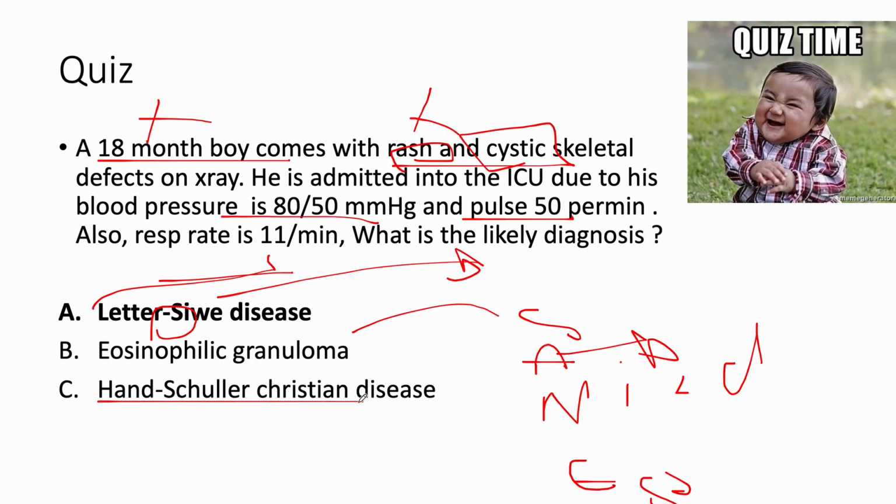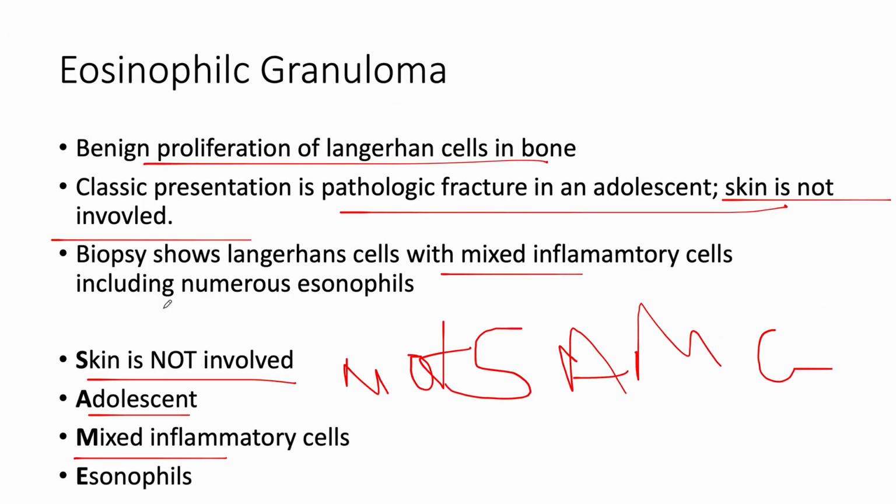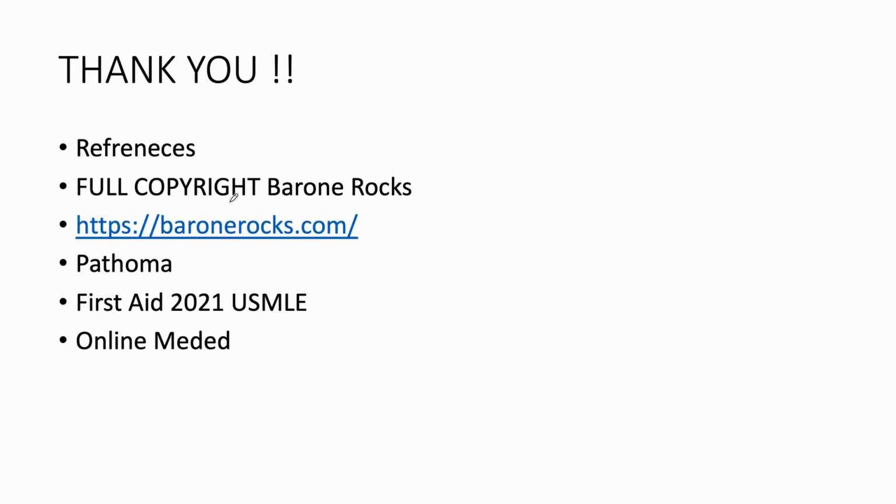And then Hand-Schüller-Christian disease. Hand-Schüller-Christian disease is going to be SLED. He sled to his death. It's going to be malignant. So we're going to have exophthalmos. The patient doesn't have that. Diabetes, the patient doesn't have that. He's going to have, what is SLED? It's a scalp rash. He doesn't have a scalp rash. And lytic skull defect. He has cystic skull defects.